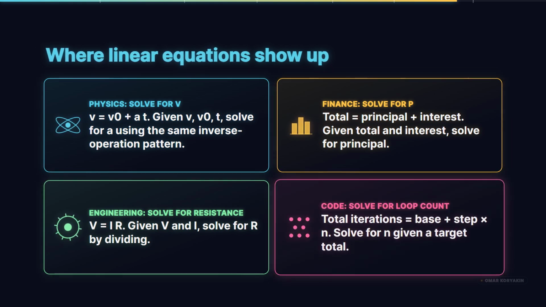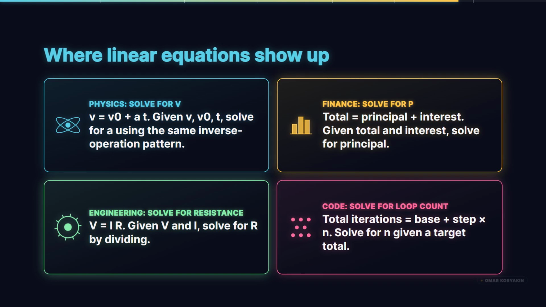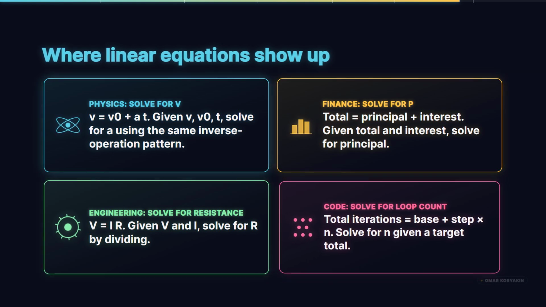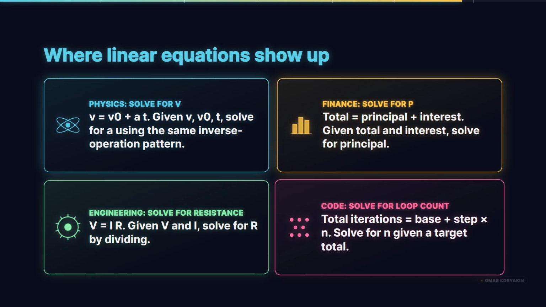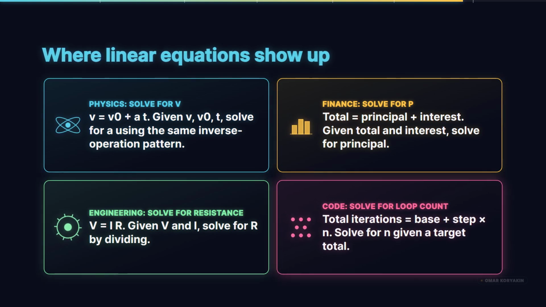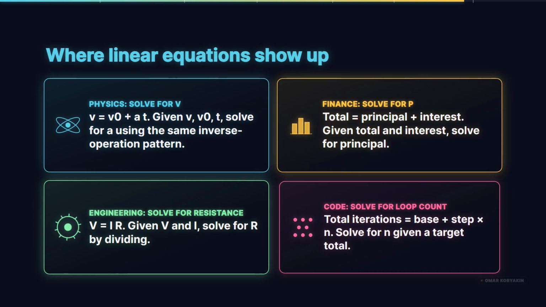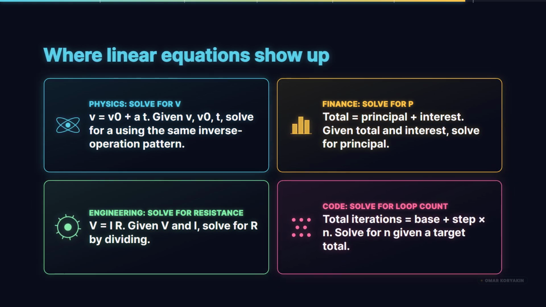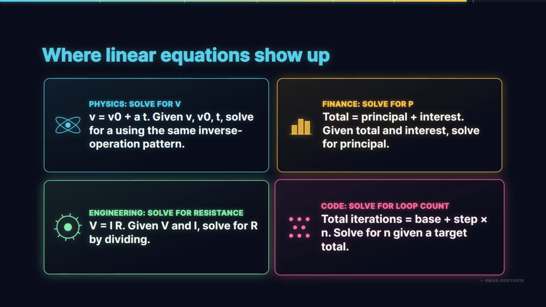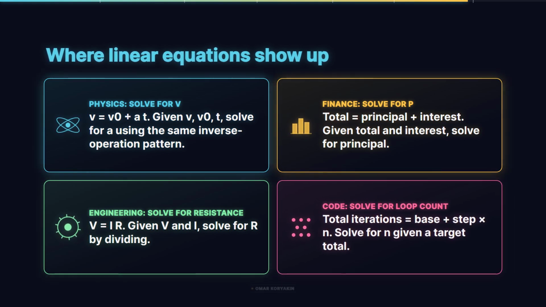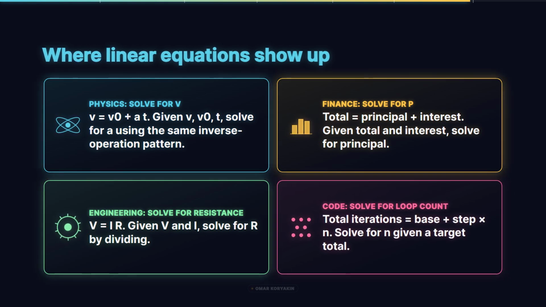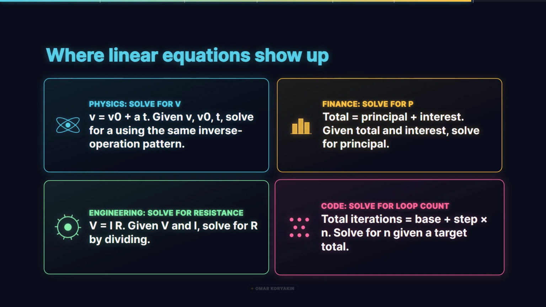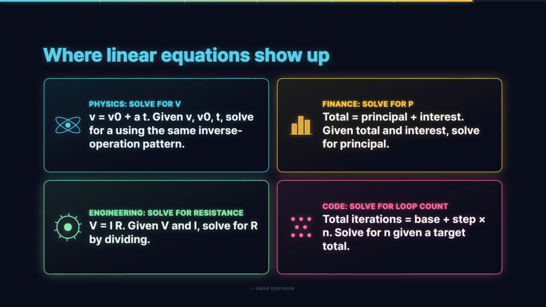In software engineering, the runtime of a loop or the iteration count to reach a target is often modeled as a linear equation in the loop count. Given a base setup time, a per iteration cost, and a target total time, solving for the iteration count is a one-step or two-step linear solve. Algorithm analysis, capacity planning, and performance budgeting all rely on this kind of solving constantly. The skills you are building this week are the workhorse skills of applied computing across every kind of system.